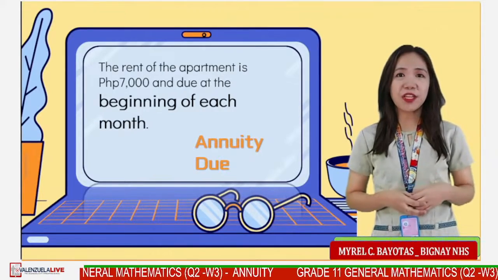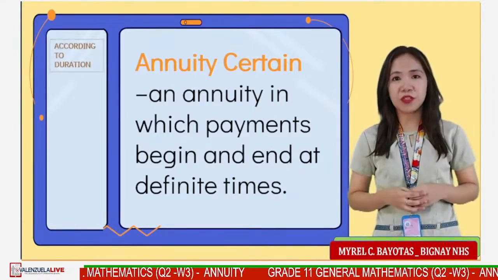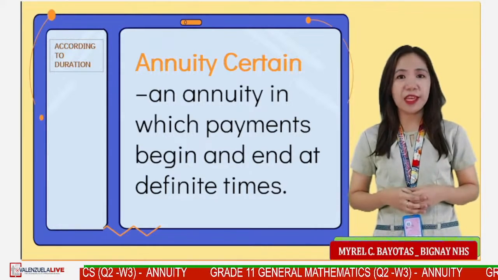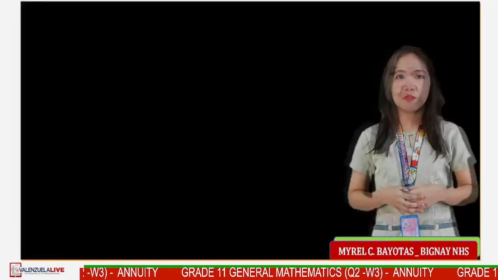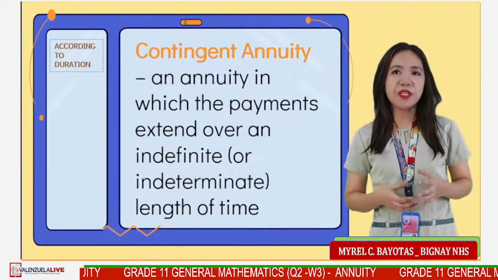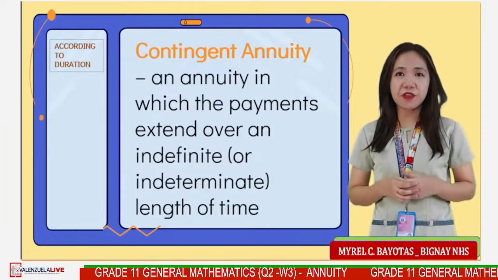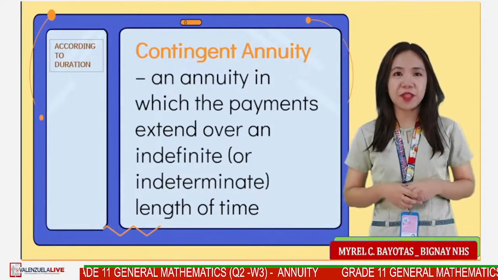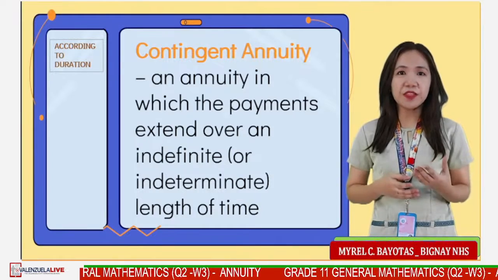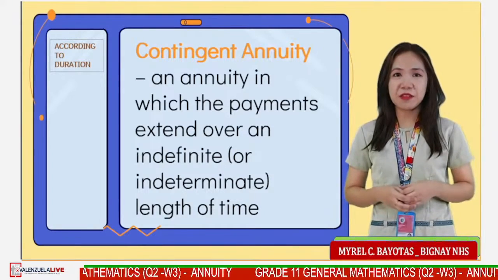And the last two are classified according to duration. Annuity certain is an annuity in which payments begin and end at definite times. Contingent annuity is an annuity in which the payments extend over an indefinite or indeterminate length of time. Examples of contingent annuity are life insurance and pension payments.